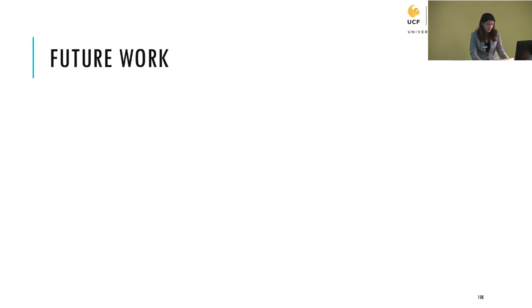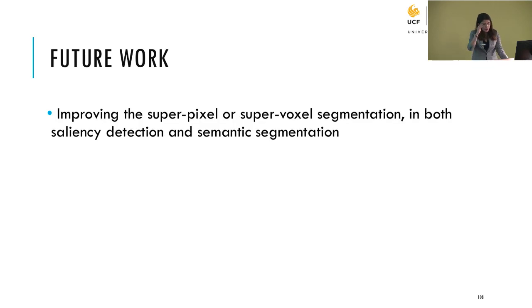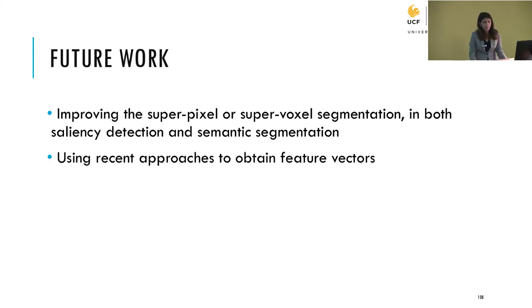For the future work, in the first approaches, we use superpixel or supervoxel segmentation. In both cases, if you have a better solution for supervoxel or superpixel, it can improve the results. Also, we use so-called handcrafted features like color histograms. Using some recent approaches to find the features can also help.